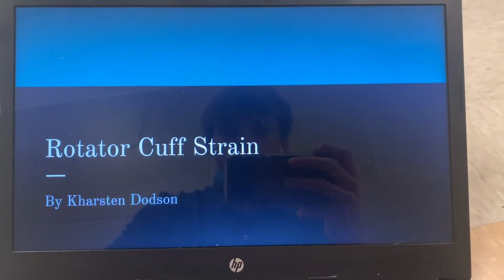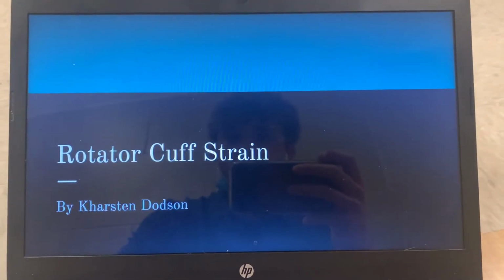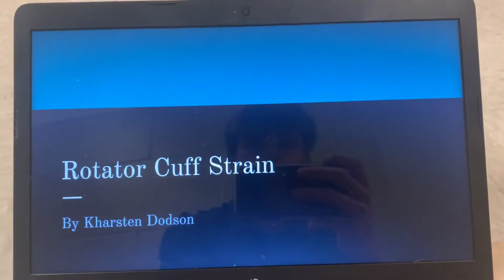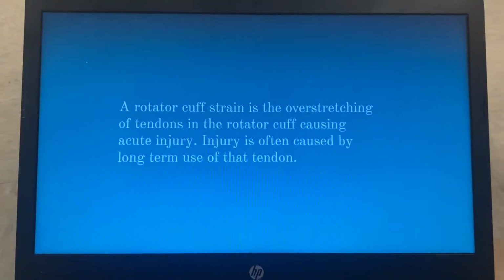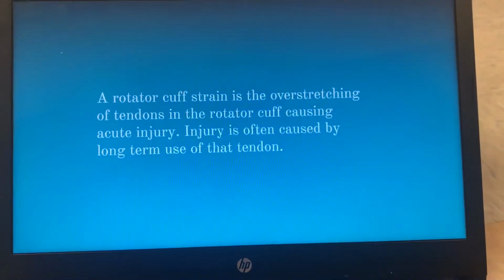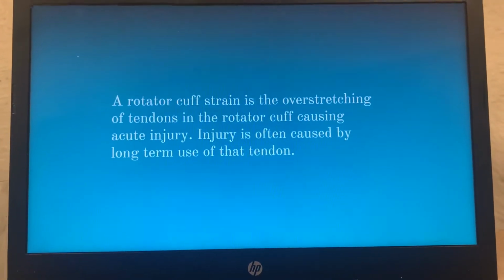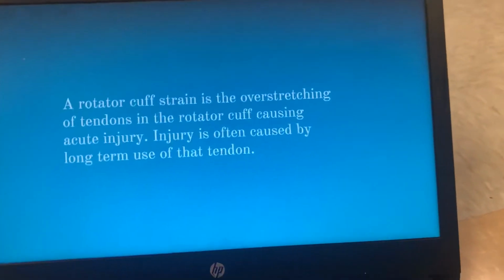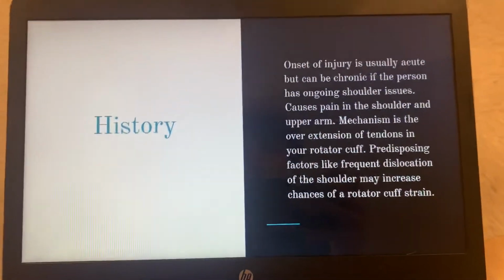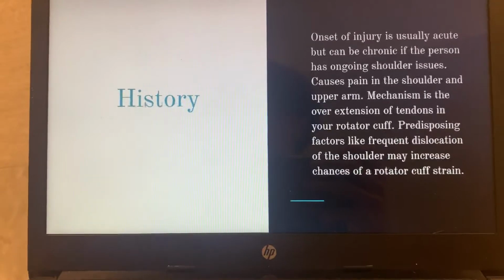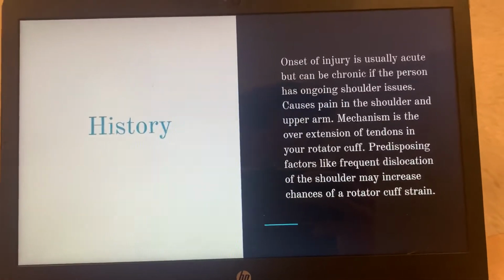Today we'll be going over the rotator cuff strain and the HOPS on the field evaluation for it. A rotator cuff strain is the overstretching of tendons in the rotator cuff causing acute injury. Injury is often caused by long-term use of that tendon. For the history portion of the HOPS on the field evaluation, you need to ask open-ended questions.